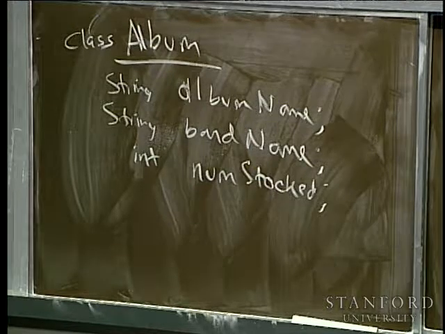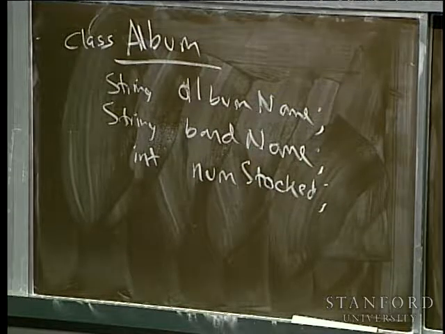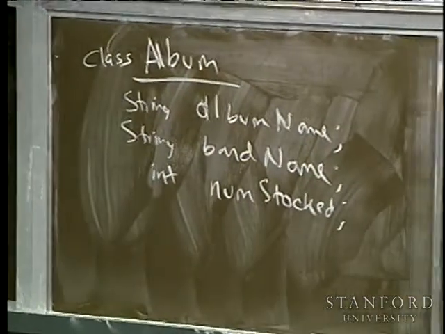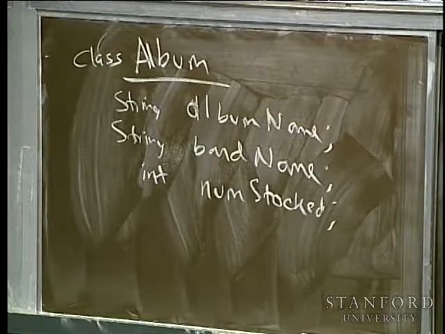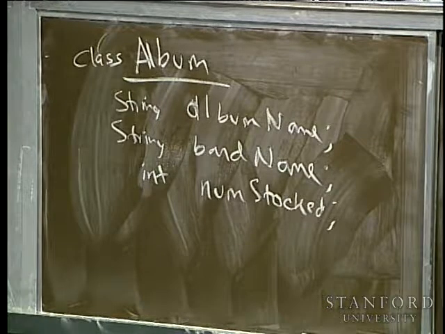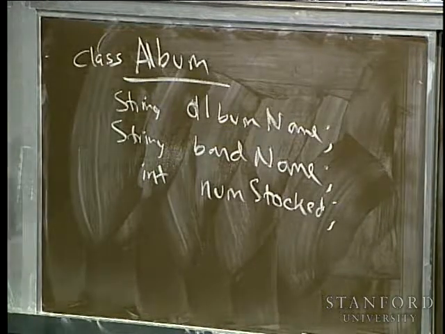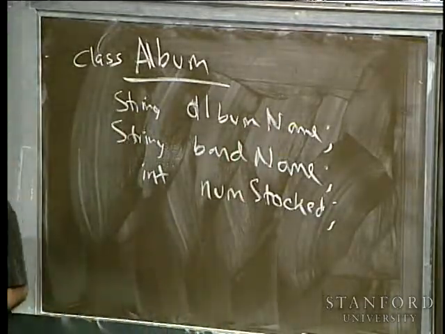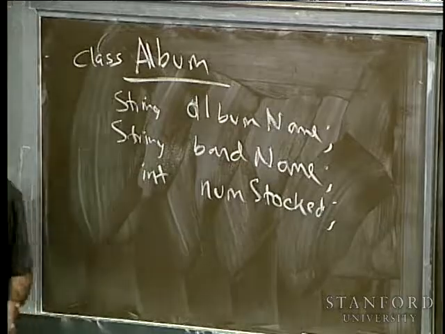Because what I want to have is modularity in terms of my data. If there's a whole bunch of data I want to manage, the first question I want to ask myself is, what's the basic element of data that I want to have? In this case, the basic element is one album. I'm going to have a bunch of albums, but the basic idea is one album. And an album is going to contain an album name, a band name, and a num stocked, which are, for example, going to be private fields of that album.